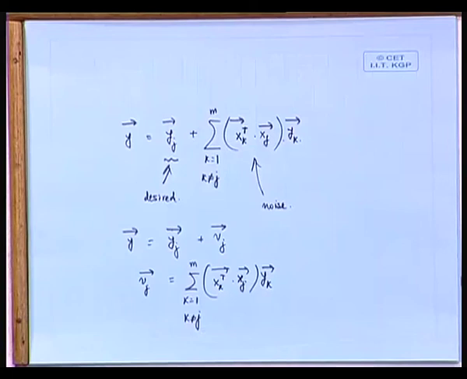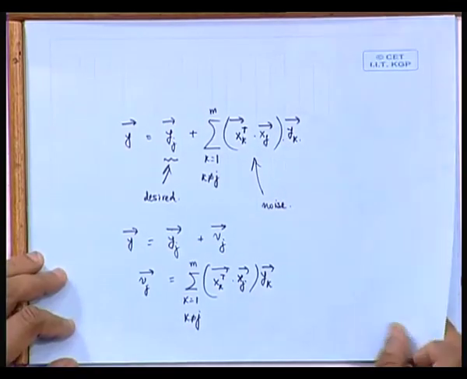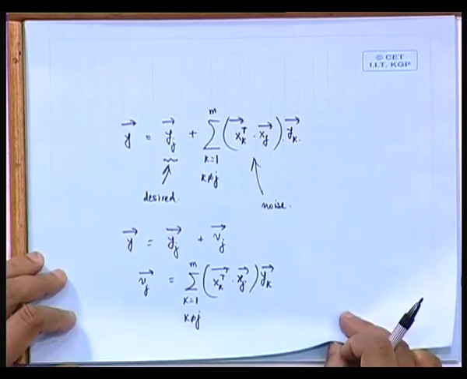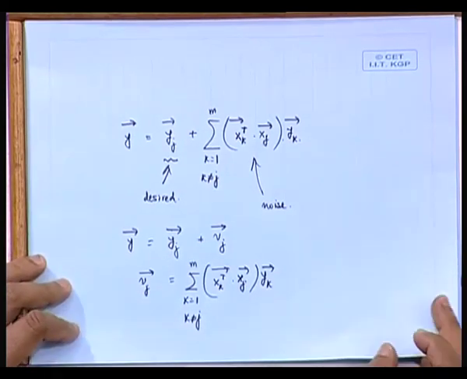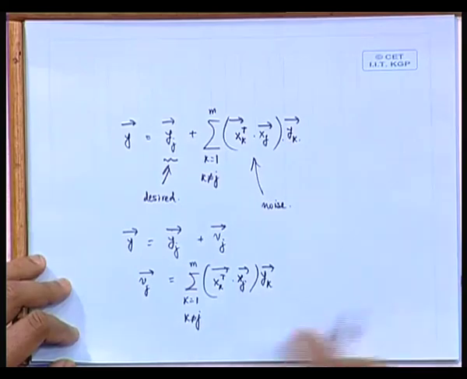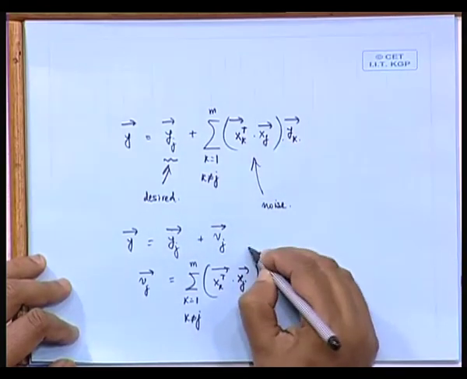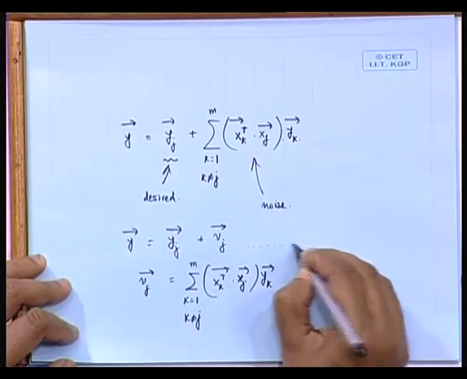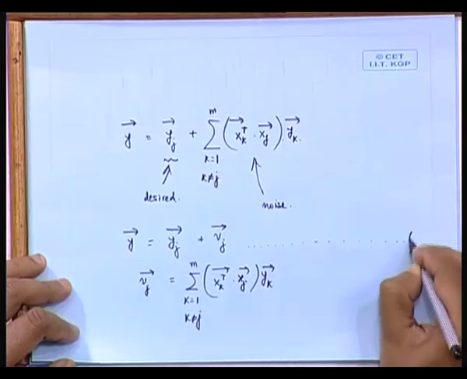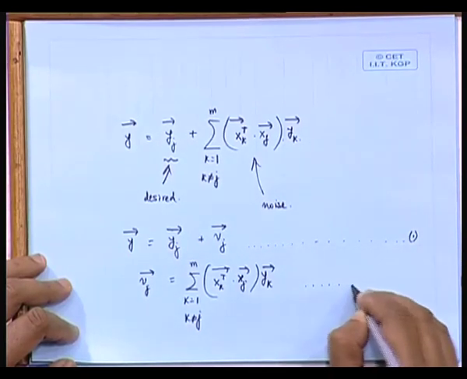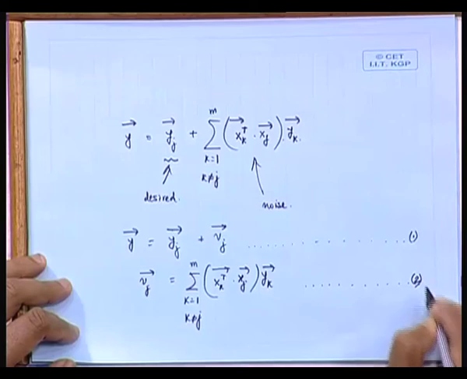All right. Now, we can define the cosine of the angle between two vectors xk and xj as follows. Okay. Let us remember this expression. So, we can call this equation number 1 and call this equation number 2.